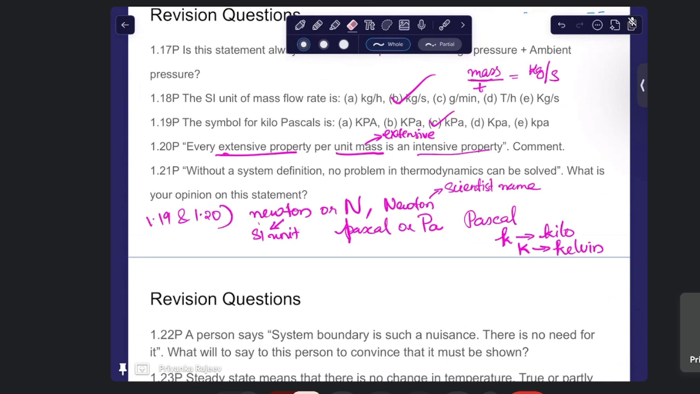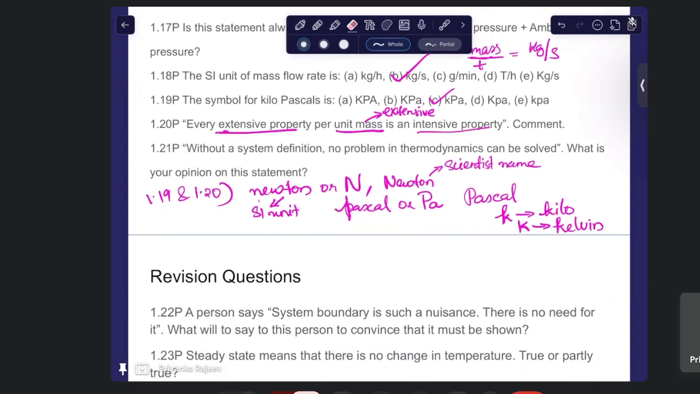Now next is 1.21. Without a system definition, no problem in thermodynamics can be solved. What is your opinion on this statement? One thing is, without knowing the boundary, up to where you have to observe and measure, it is very difficult. Otherwise the universe is very vast. You cannot measure the whole expanse of the universe. So without a system definition, how would you know where to stop the measurement and where to calculate?